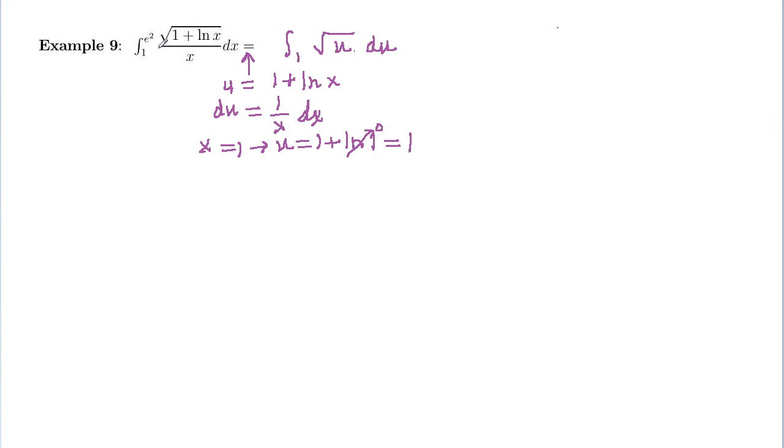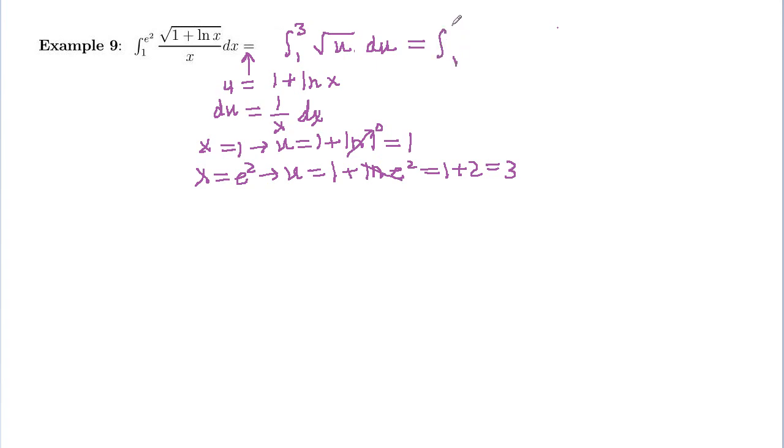And then x equals e squared. So we plug that into our u equation. So you get 1 plus natural log of e squared. And then ln and e cancel by cancellation laws. So this is just 1 plus 2, which is 3. So now we're integrating square root of u from 1 to 3. Well, that's not a hard integral.